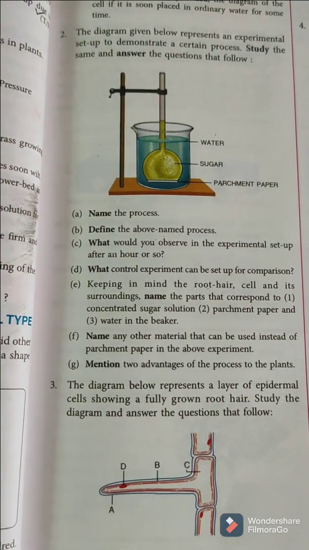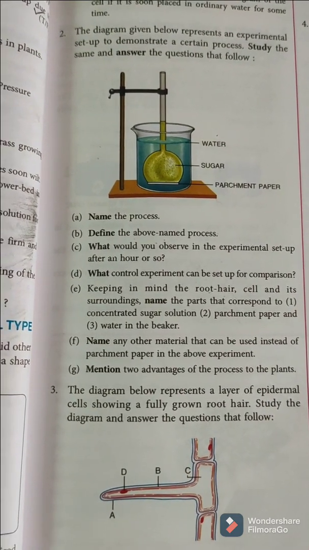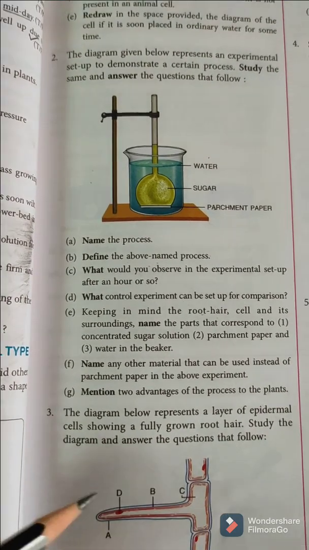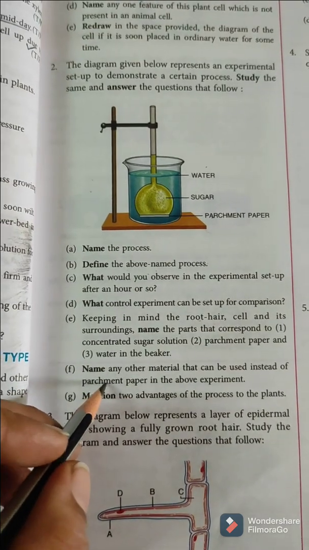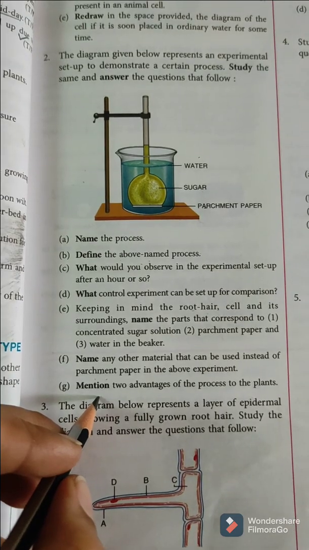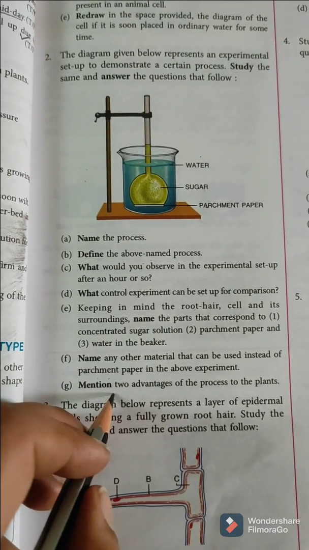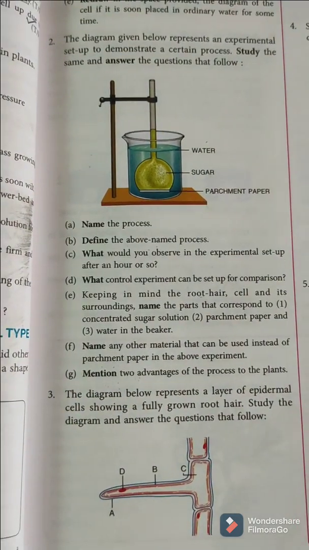Alright. Name any other material that can be used instead of parchment membrane. So what we can use? What can be used here? We can use cellophane paper. Here we can use cellophane paper. Now two advantages of this process to the plant. It absorbs water from the soil and cell to cell water movement also take place by this process.